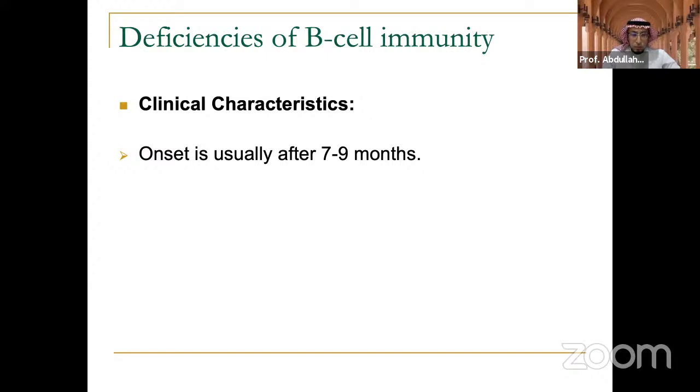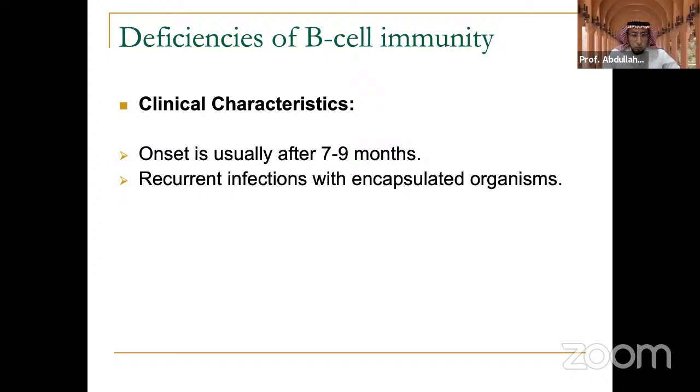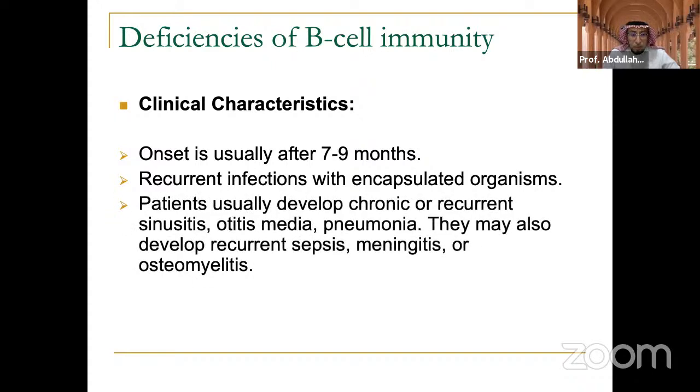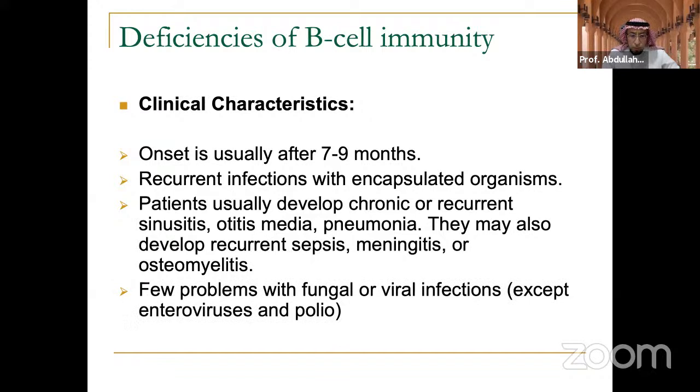They typically start after 6 months of age, because the child would be protected in the first few months by maternal IgG. The patients usually have recurrent infections with encapsulated organisms and usually present with chronic sinusitis, otitis, and pneumonia. They may also develop recurrent sepsis, meningitis, or osteomyelitis. So again, a broad range of infections, but they don't usually have much problem with fungi or viruses, except enteroviruses and polio virus. And of course, because they're less severe, they don't have as much growth failure.